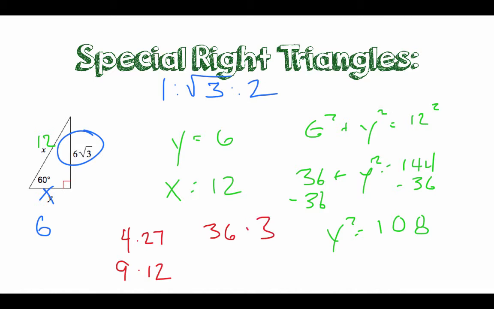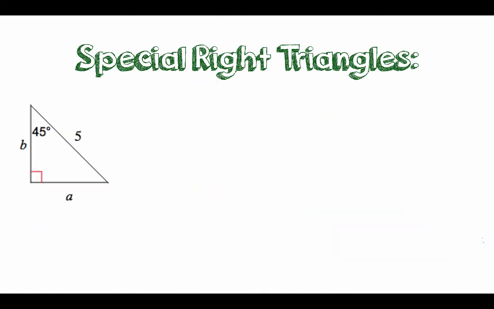So what we do is we just come back over here, we plug in y equals the square root of 36 times the square root of 3, 6 square root of 3 as our answer. Everything works out.